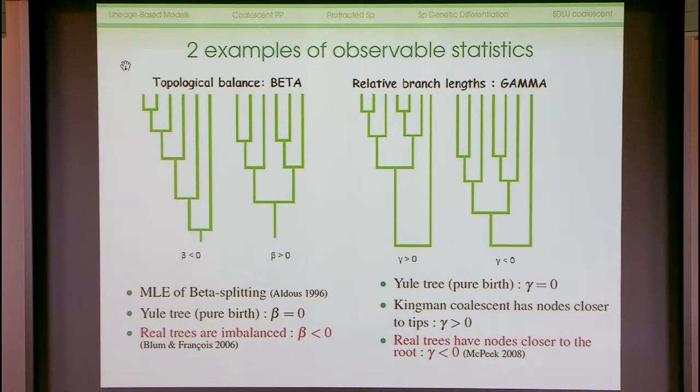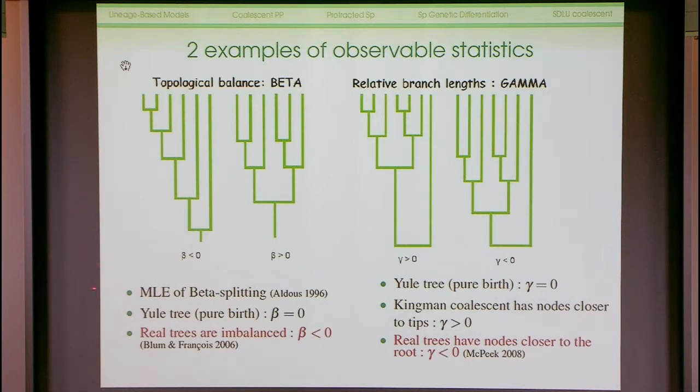So an example of an observable statistic that evolutionary biologists are used to consider in terms of phylogenetic data is an indicator which is called beta, which measures the topological balance of the shape of the tree, which is totally independent of the knowledge of the node depths of the tree, and another one which is called gamma, and which measures let's say the relative branch length in this process, which is totally independent of the topology, but only on the node depth of the tree.